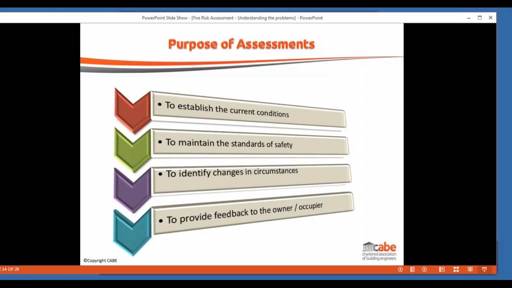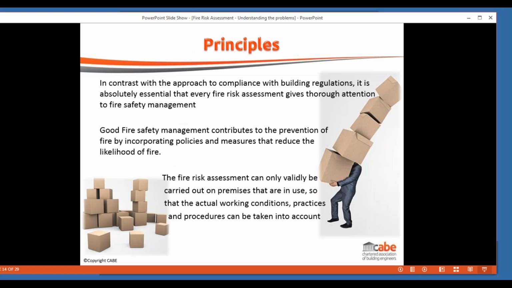And ultimately, this process fails totally if we don't actually feed back to the responsible person for the premises and enable them to make the changes and give timescales and guidance on how that should be done. So that's what we'll try and do as we go through doing the risk assessment. As I say, it's not a building regulation compliance issue. It's looking at fire safety management, and good management can incorporate measures that will reduce the likelihood of fire. It is down to things like general housekeeping as well as actual control of maybe more hazardous processes. But it needs to be done on a premises in use.